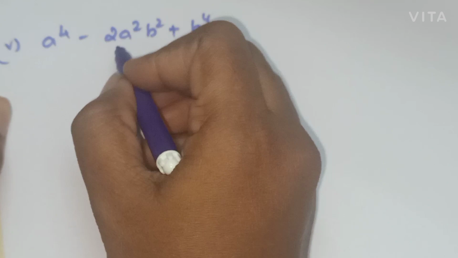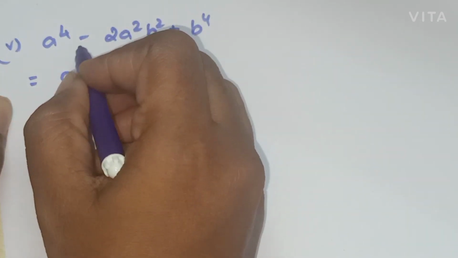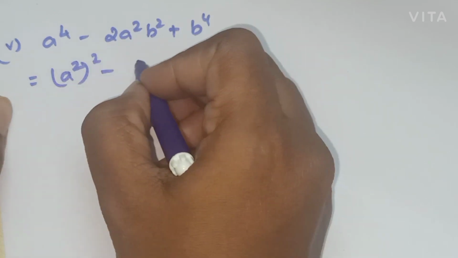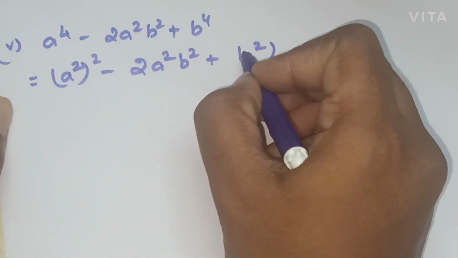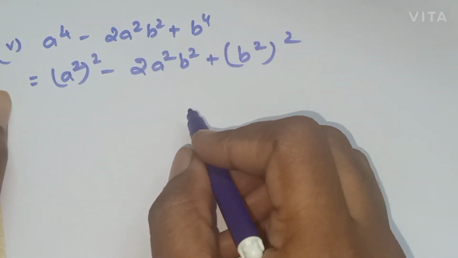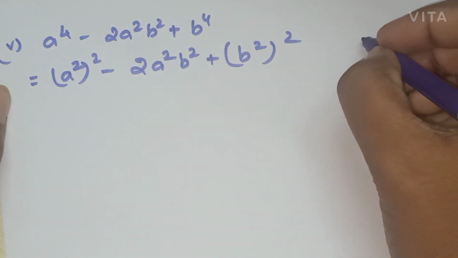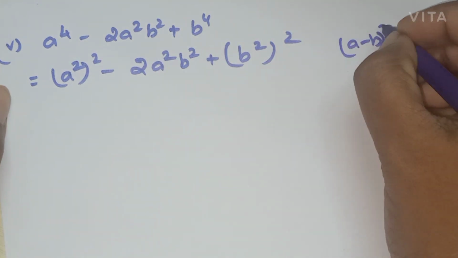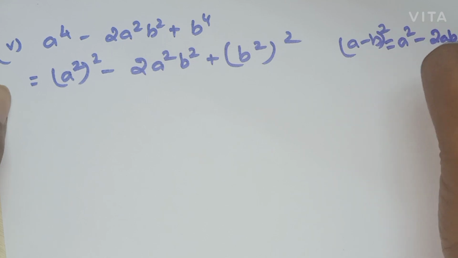Subdivision 5: a power 4 minus 2a square b square plus b power 4. So a power 4 we can write as (a square) the whole square minus 2a square b square plus b power 4, which can be written as (b square) the whole square. Now we can observe that it is of the form a square minus 2ab plus b square. What is the formula? (a minus b) the whole square equals a square minus 2ab plus b square.